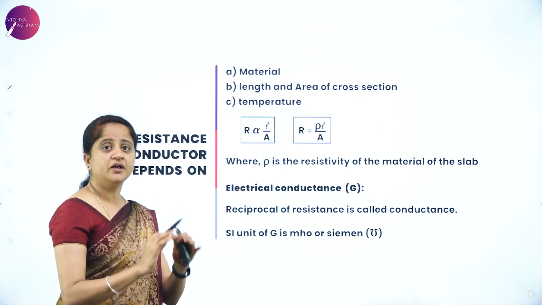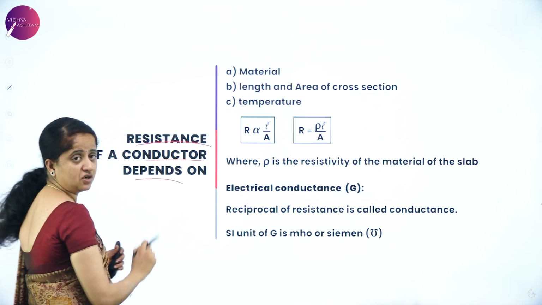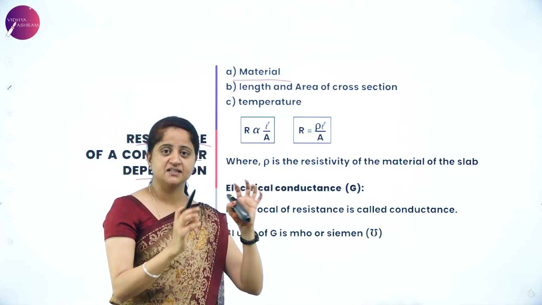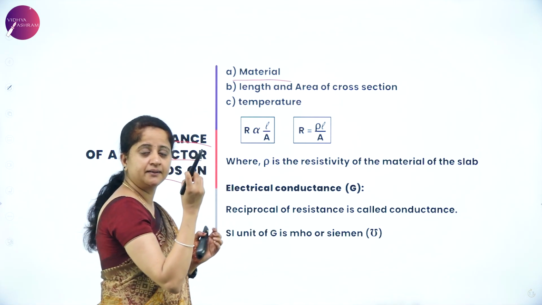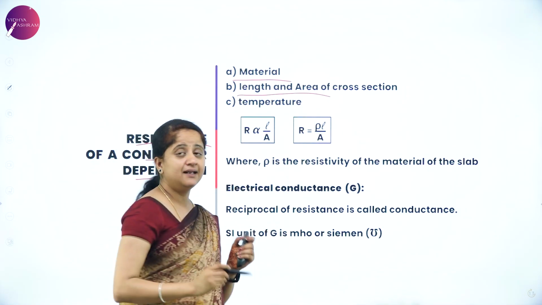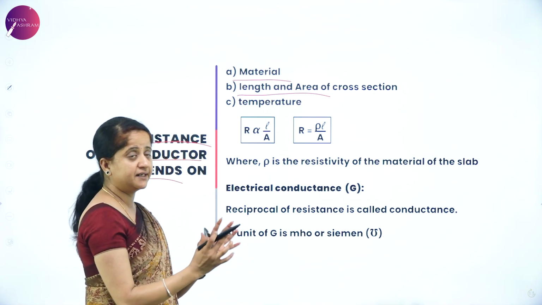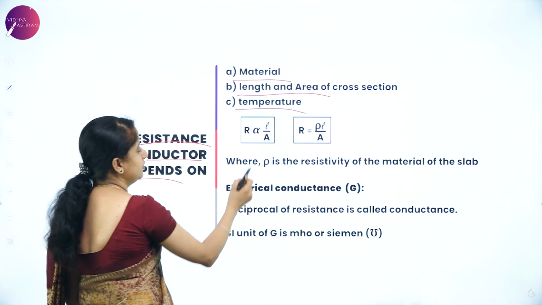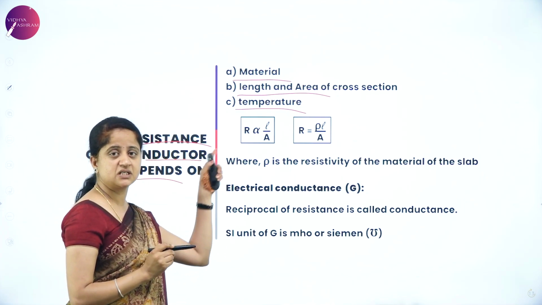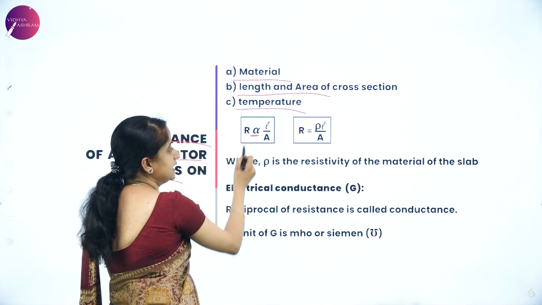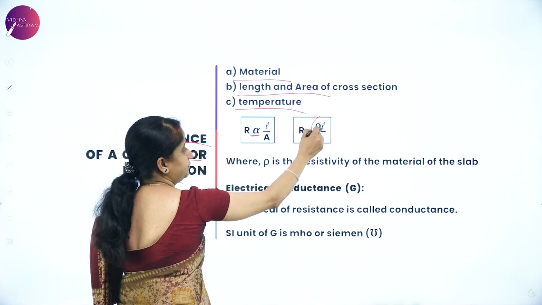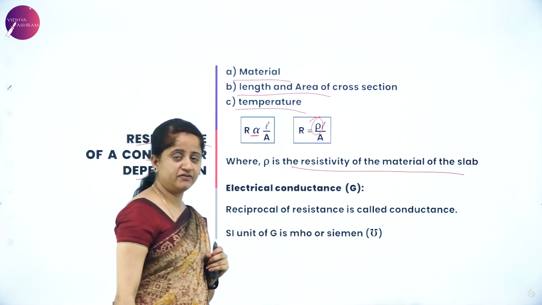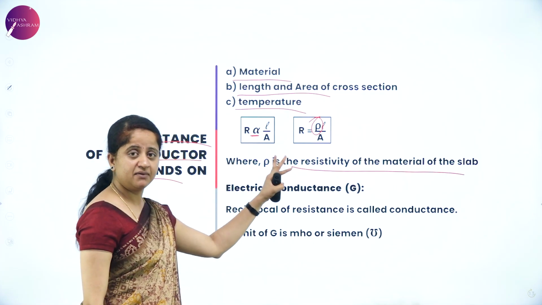Now let us understand the factors on which the resistance of a conductor depends. We know it depends on the material of a conductor, because the flow of charges depends completely on the nature of the material, and also it depends on the length and area of cross section of the conductor, and it also depends on temperature. From the previous 2 scenarios, we came to know that resistance is directly proportional to length and inversely proportional to area. Now, this proportionality can be replaced by a constant, rho, where rho is the resistivity of the material of the slab. So, resistivity is given by rho.